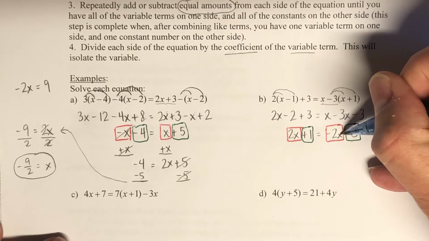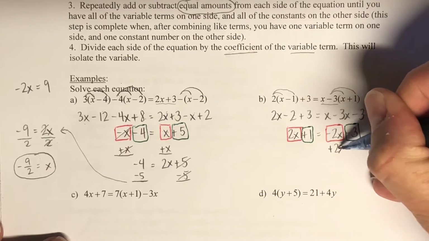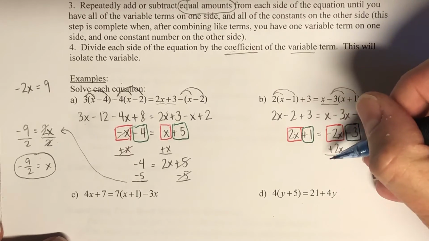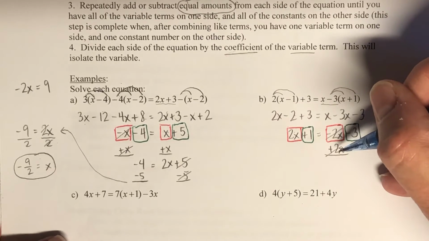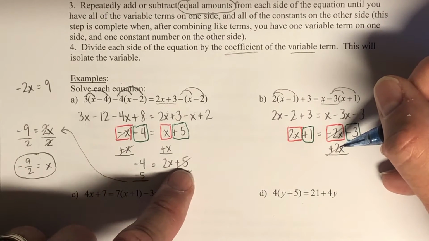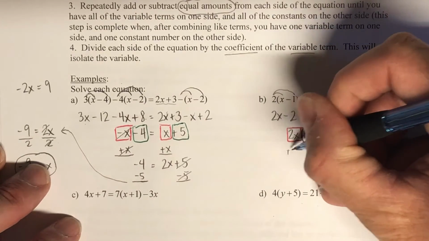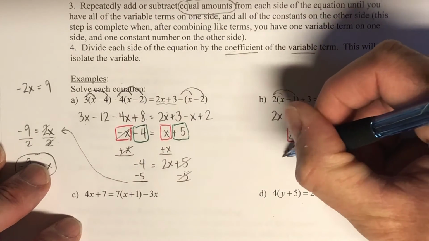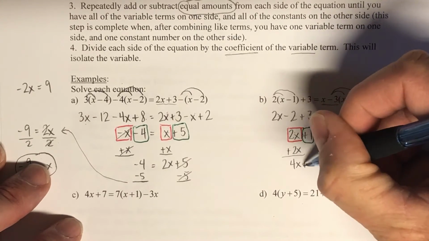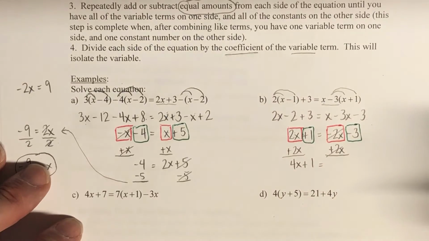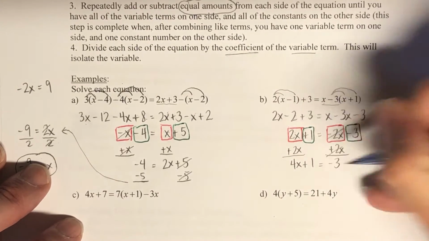Because this is negative 2x and I want to move it, you have to do the opposite thing. If it's negative, you've got to add it over, so it will cancel. If it had been positive 2x, you'd subtract, just like right here with the positive 5 we subtracted. So we're going to add 2x to both sides. That gives me 4x plus 1 when we combine like terms on the left. On the right side, these cancel. We're just left with negative 3.